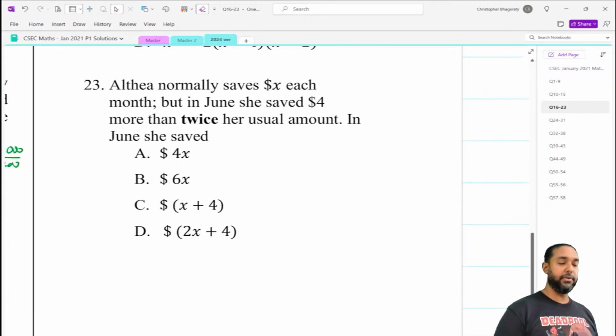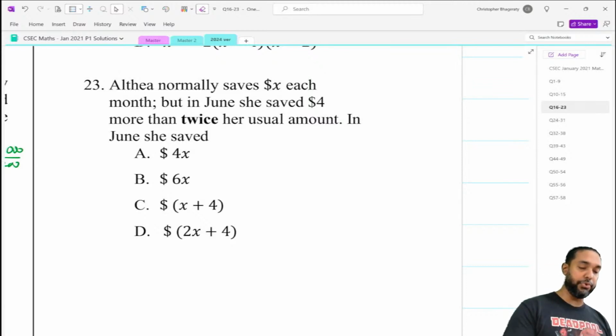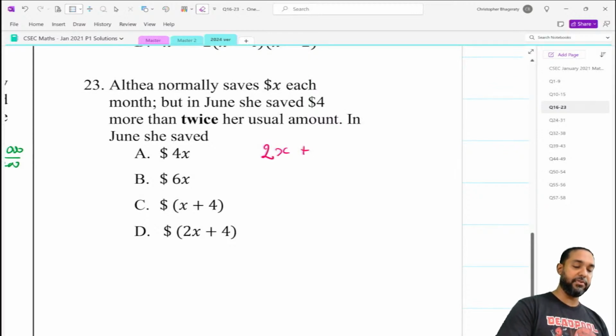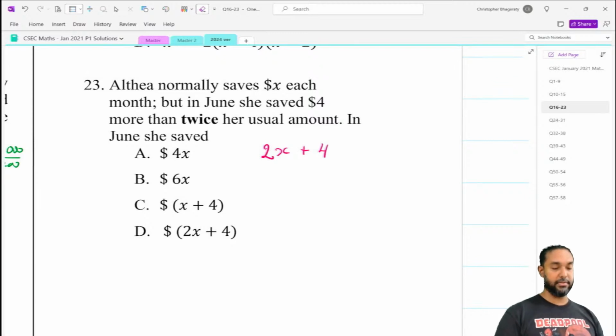Althea normally saves X dollars each month, but in June she saved $4 more than twice her usual amount. So in June she saved, her usual amount is X. Twice her usual amount is 2 times X. And she saved $4 more than that.